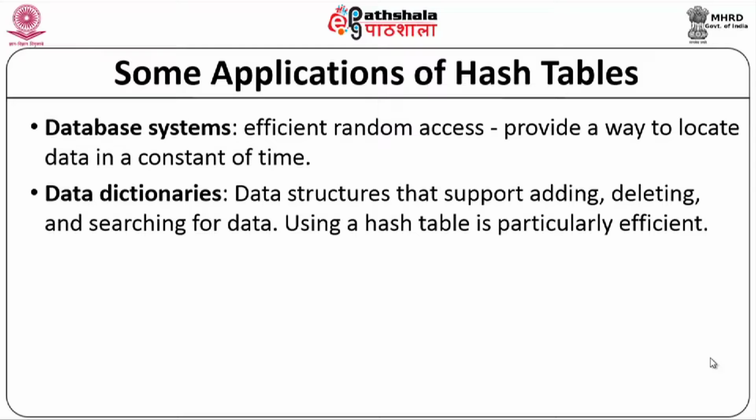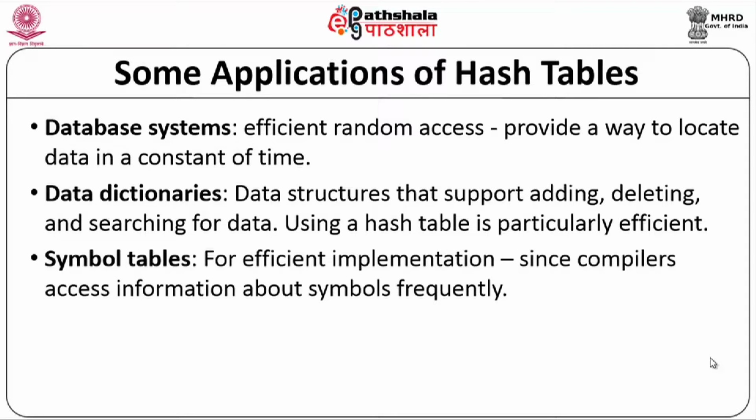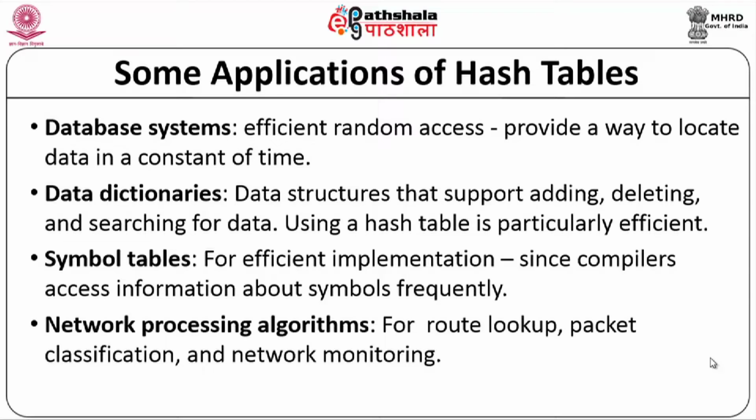If you do searching, a hash table is a very efficient way of doing things. Then symbol tables, again where you have a table: for efficient implementation, compilers use hashing to store the symbols. And network processing algorithms, for route lookup, packet classification and network monitoring, normally use hashing. So, you will see that hashing is used wherever a lookup is necessary. Many computer science topics require lookup, and whenever you have lookup, a hash table is a good way of doing it. That is what we are trying to say.